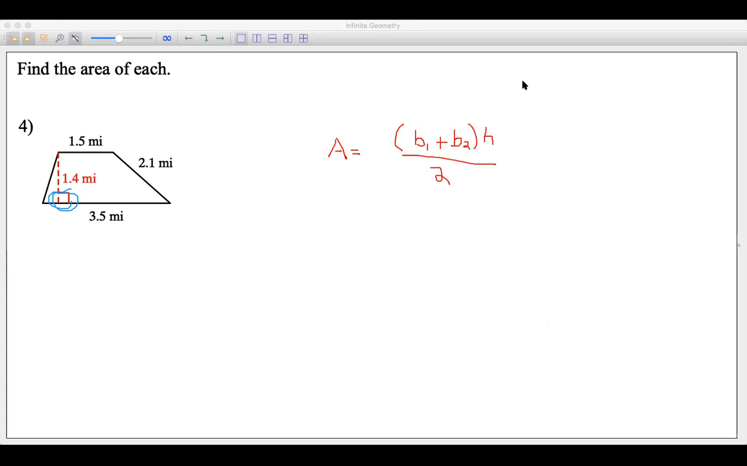The entire test is simply: can you identify the shape? Can you identify the formula? Can you plug numbers in? Can you do the math?